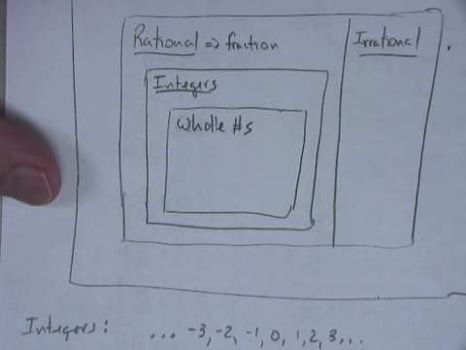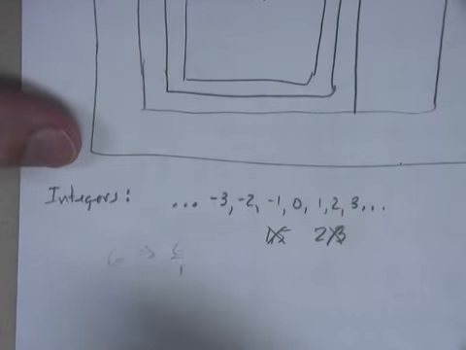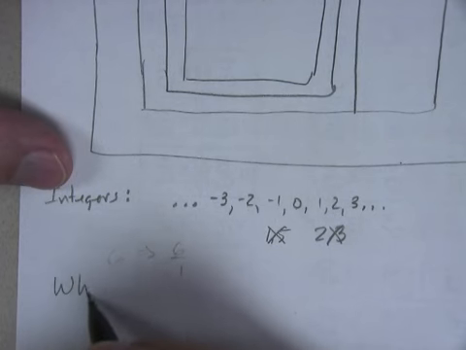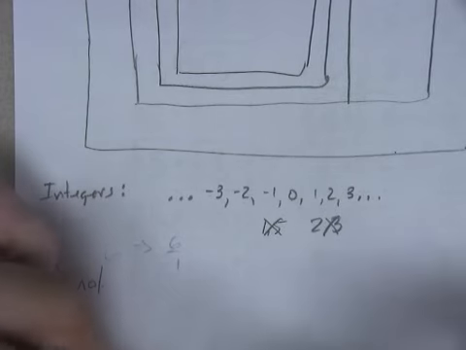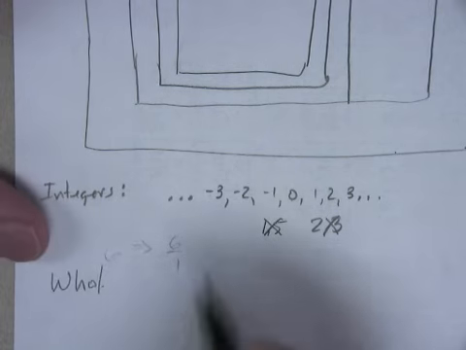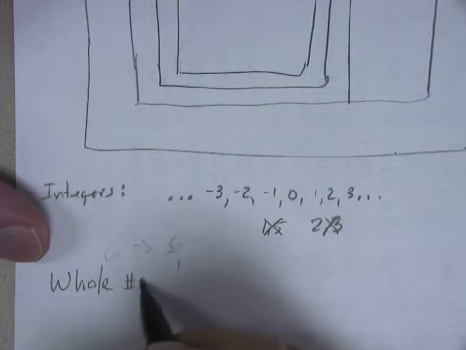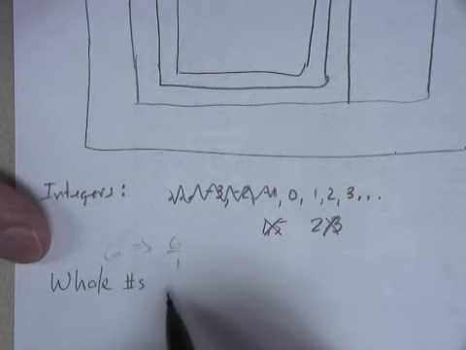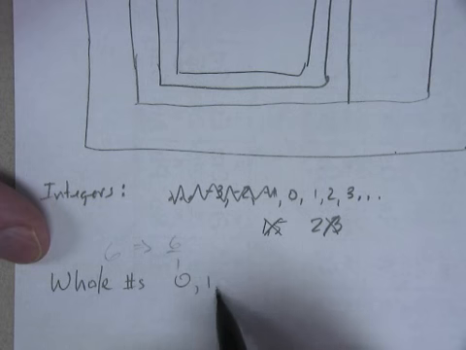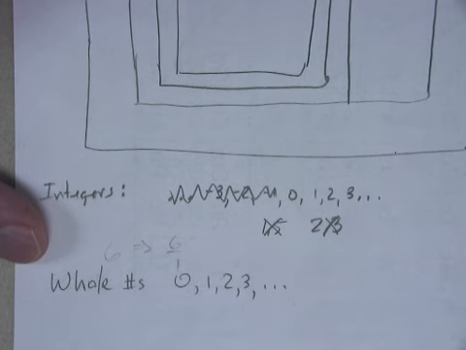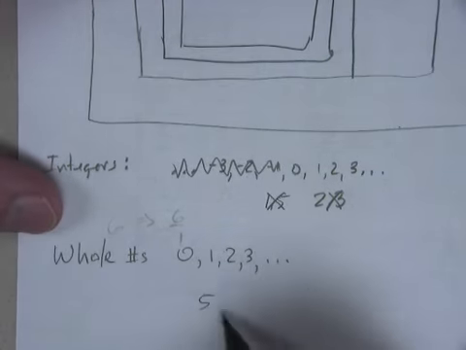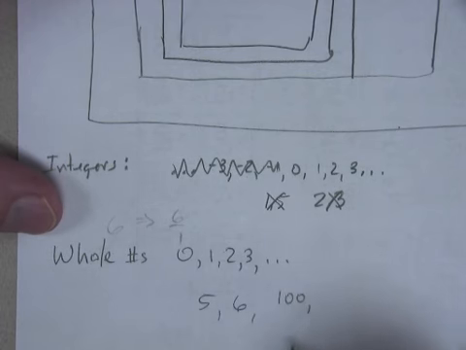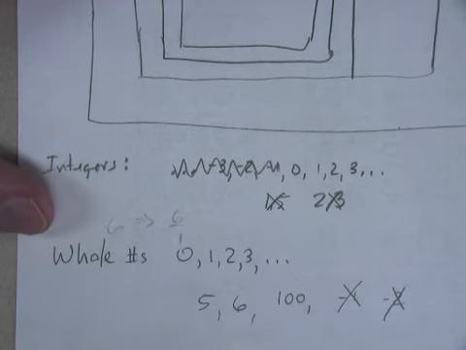So there's whole numbers. Remember, if you ever need to stop the video, go ahead and stop the video so you can get the image and get the information. Whole numbers are very similar to integers, except they don't have negative numbers. So they actually start at 0: 0, 1, 2, 3, and so on. So 5 would be a whole number. 6 would be a whole number. 100 would be a whole number. But -1 is not a whole number. -2 is not a whole number. So you get a feel for that.